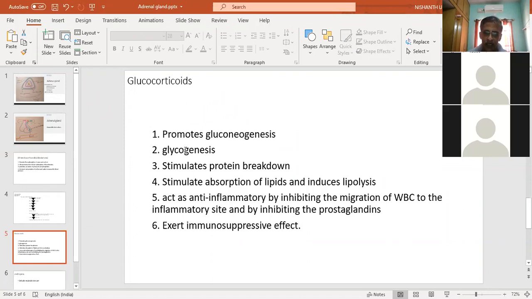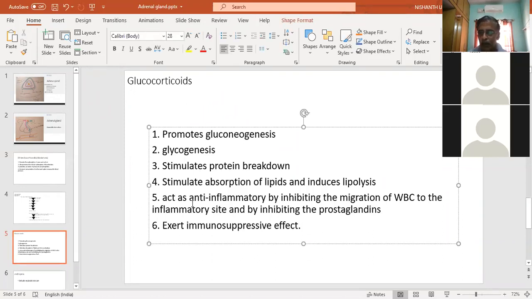Next one, glycogenesis, the synthesis of glycogen from glucose. This is promoted by the glucocorticoids. Whatever glucose is present, they promote the synthesis of glycogen from the glucose. This also you might have studied in biochemistry. Then they stimulate protein breakdown. Just go through the point. It looks like a very simple point, but actually it is not that simple to understand. We say that it will stimulate protein breakdown. When protein starts to break down, the resultant product is amino acids.